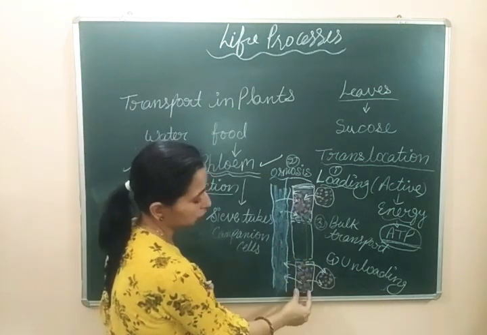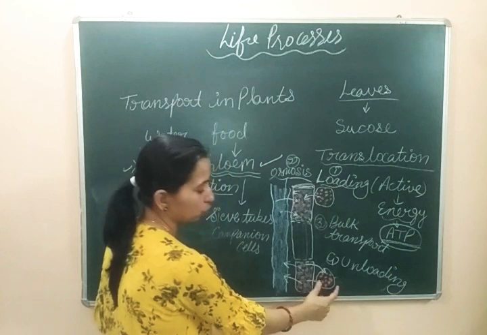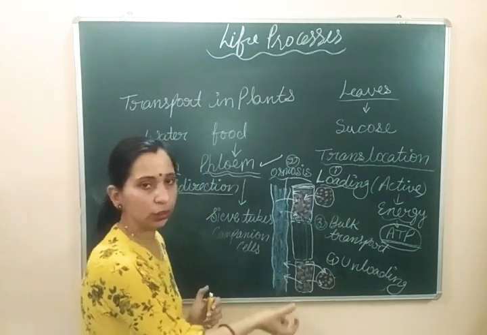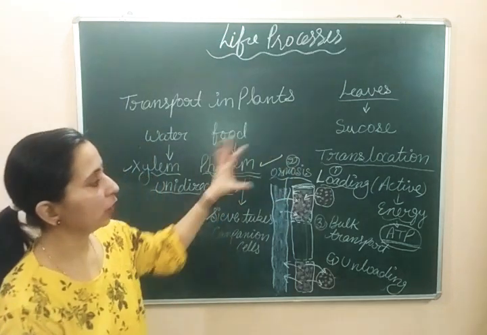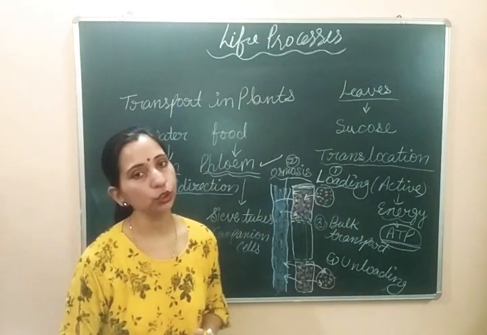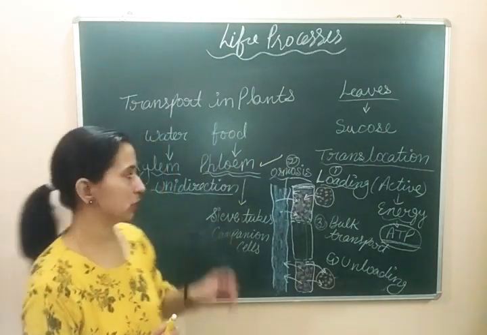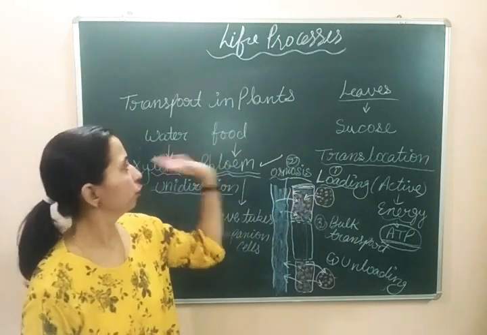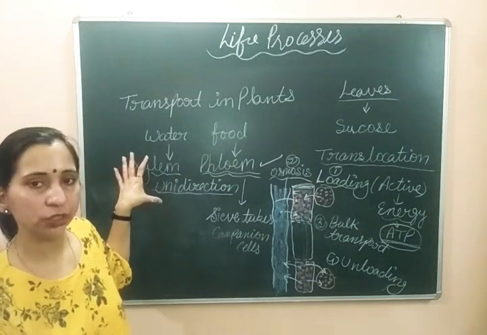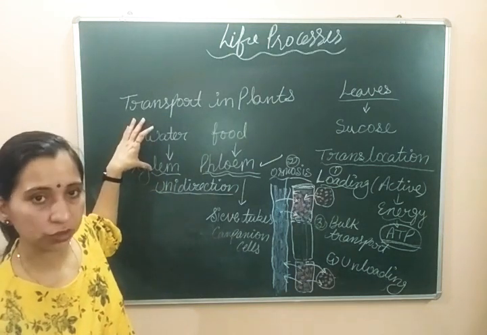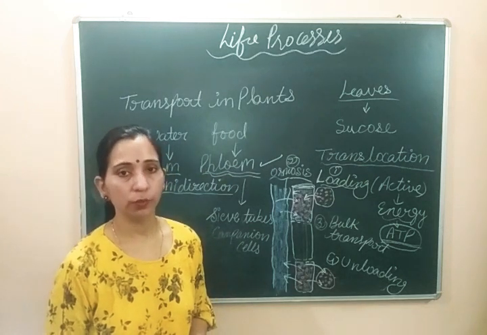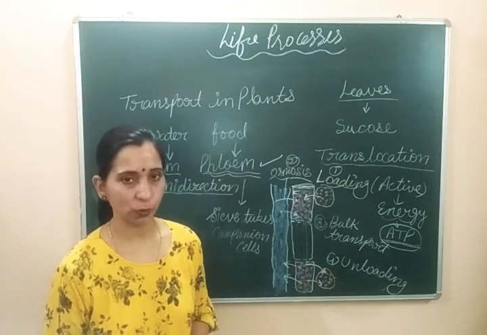And when they reach these cells, the sugar will be transported to the required cells, and water will come back to the xylem through the osmosis. So this is the way in which the plants transport both important substances, that is water as well as food. Here the transpiration is required for the transportation of water, and translocation is the important process by which food is transported.